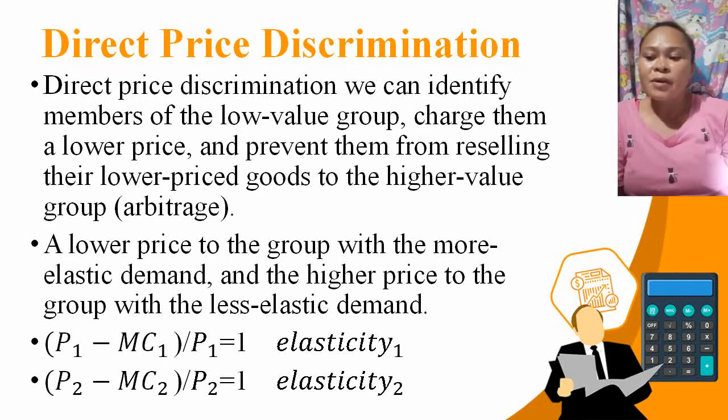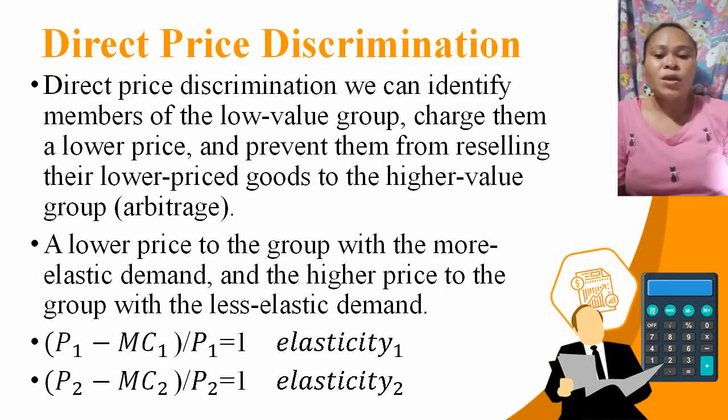Direct price discrimination, or third-degree price discrimination, is when you charge consumers different prices for the same goods based on identifiable traits. For example, discounts for students, seniors, veterans, those on social assistance, those who reside within a particular geographic area, and so on.